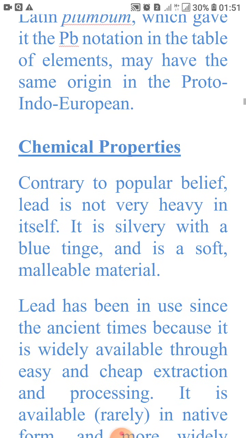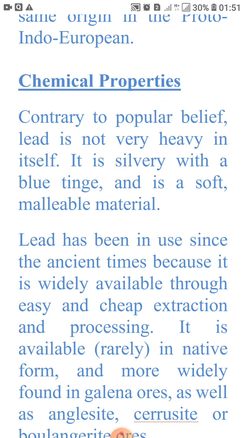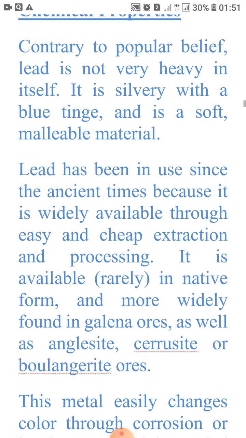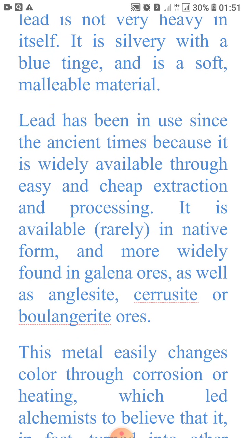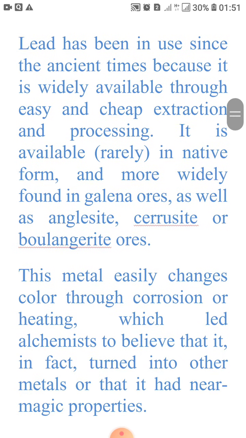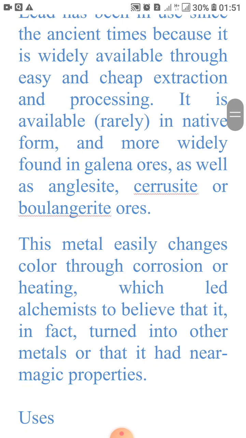Lead has been in use since ancient times because it is widely available through easy and cheap extraction and processing. It is available rarely in native form and more widely found in galena ores as well as anglesite and cerussite or boulangerite ores. This metal easily changes color through corrosion or heating, which led alchemists to believe that it in fact turned into other metals or that it had near magic properties.